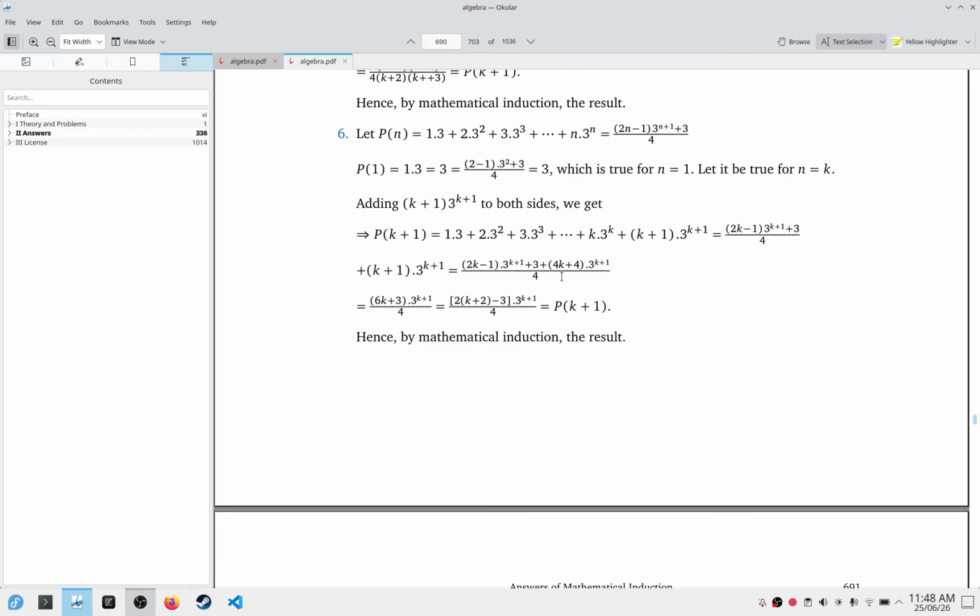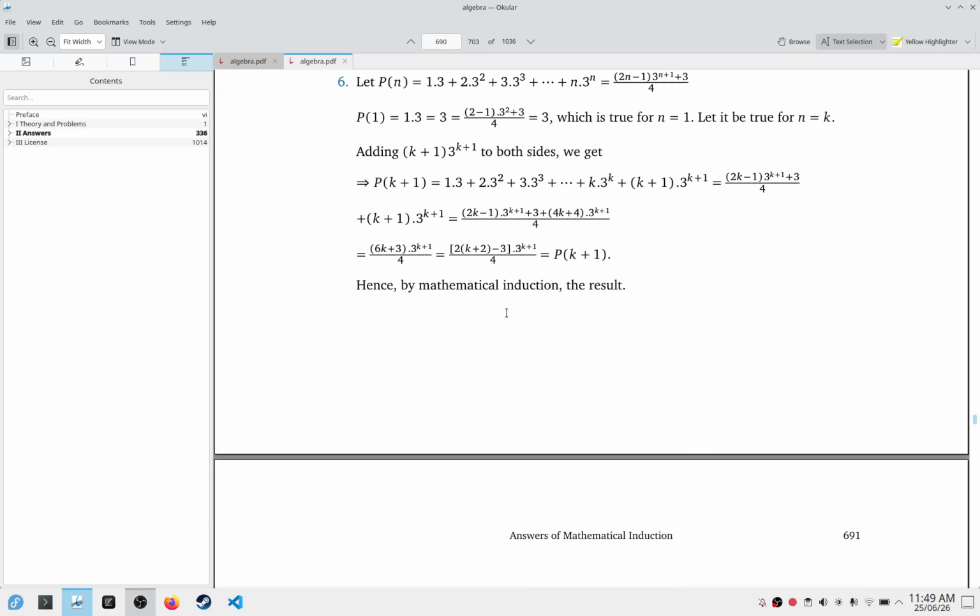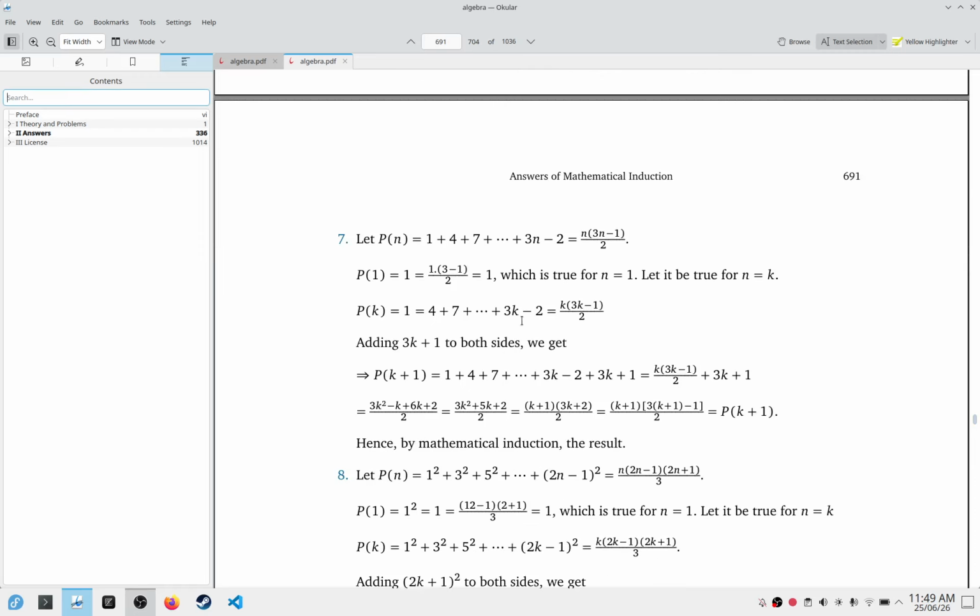We let it be true for n is equal to k. So we add k plus 1 times 3 raised to the power k plus 1 to both sides. The left hand side takes the form of Pk plus 1, and right hand side we solve. On solving the right hand side, we get it as 2k plus 2 minus 3 times 3 to the power k plus 1 over 4, which is equal to Pk plus 1. So we can arrange this and see that it will come in this form. So with this, we have proven this by mathematical induction.